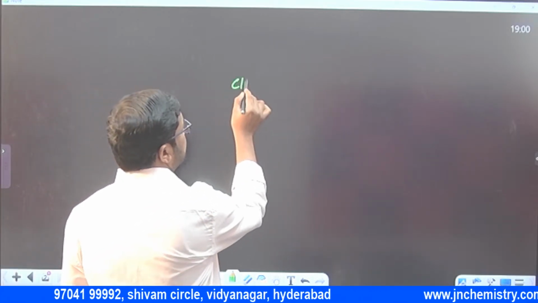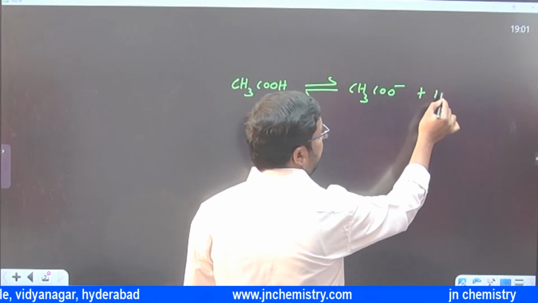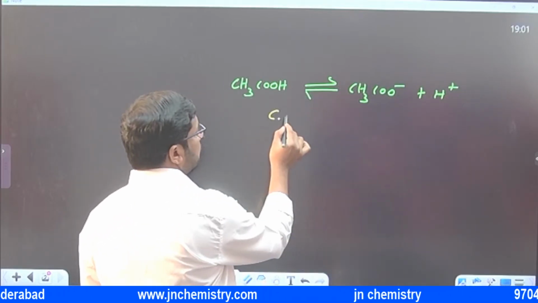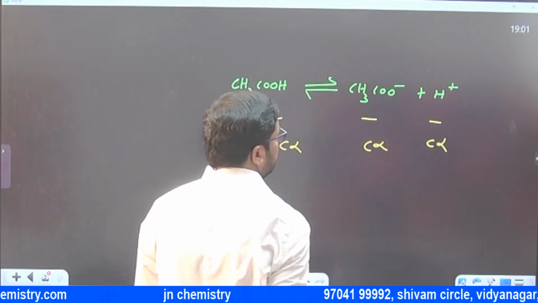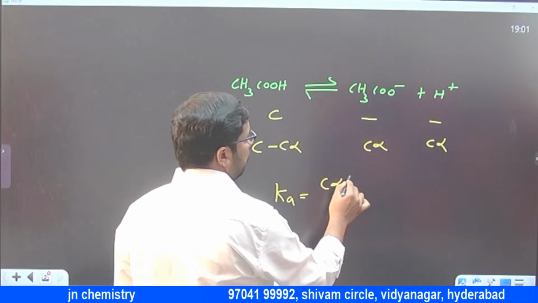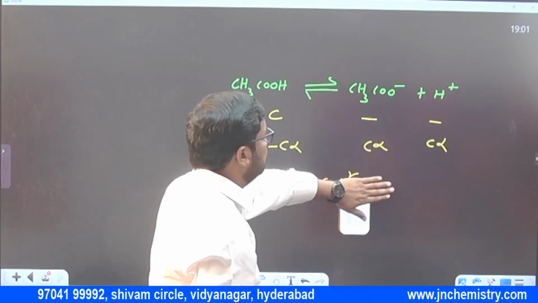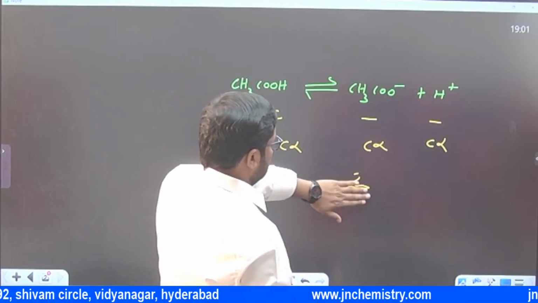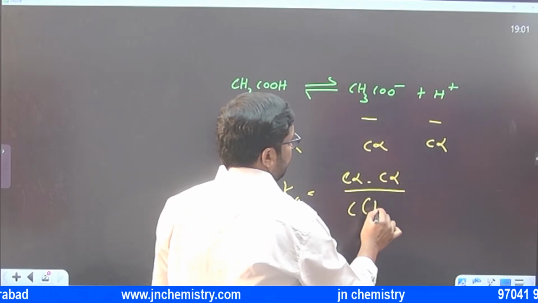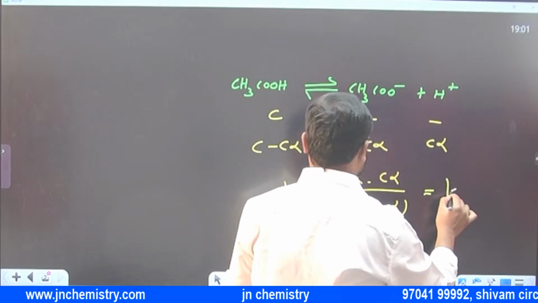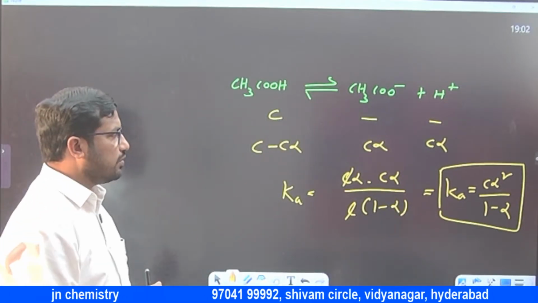So Ka for weak acids, by Ostwald dilution law, CH3COOH gives rise to CH3COO minus and H plus, right? If I take the concentration like this: C minus C alpha, C alpha, C alpha. So directly I am writing Ka is equal to C alpha square by 1 minus alpha. How did we get this? Ka is equal to C alpha times C alpha by C into 1 minus alpha. The C gets cancelled. So Ka is equal to C alpha square by 1 minus alpha.